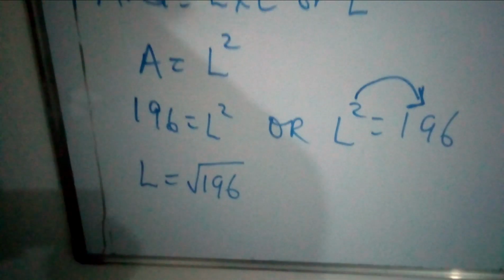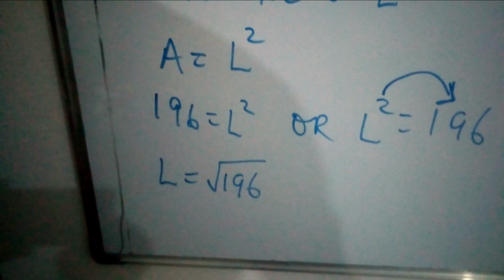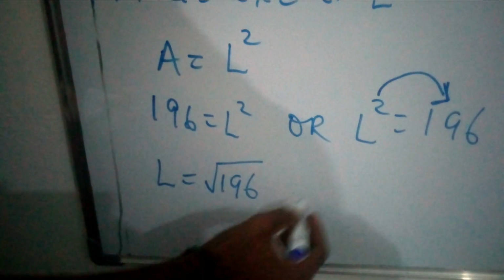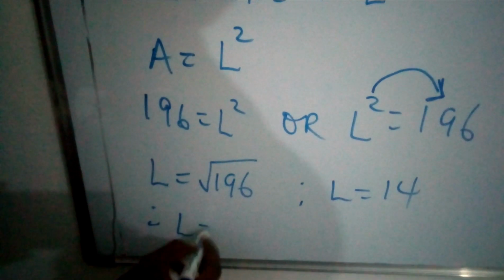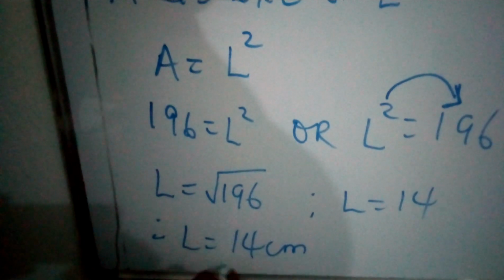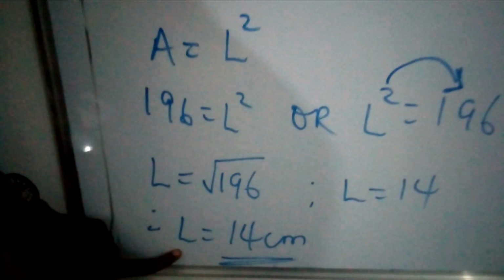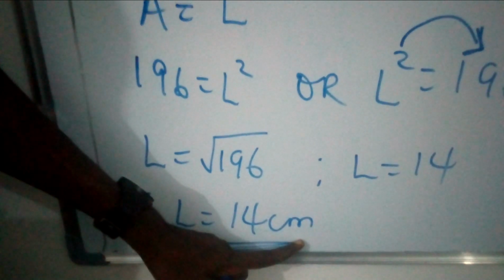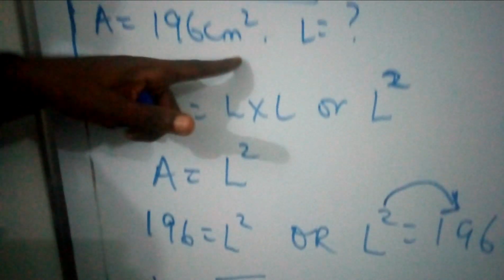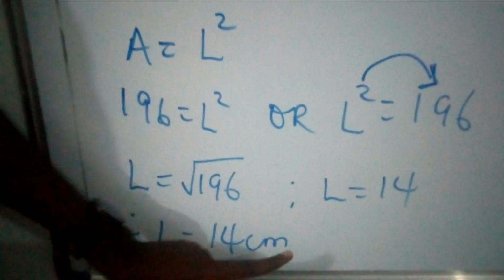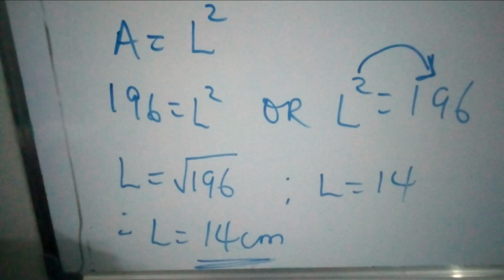And what is the square root of 196? Of course, you know square root is a number you multiply by itself to get 196. That gives you 14. So therefore, the length of this square is 14 centimeters. Take note of the unit. I'm looking for length. It's just ordinary centimeters. And why is it centimeters? Because my area is centimeter squared. Assuming my area is meter squared, my length will be just ordinary meter. Please take note of the unit.